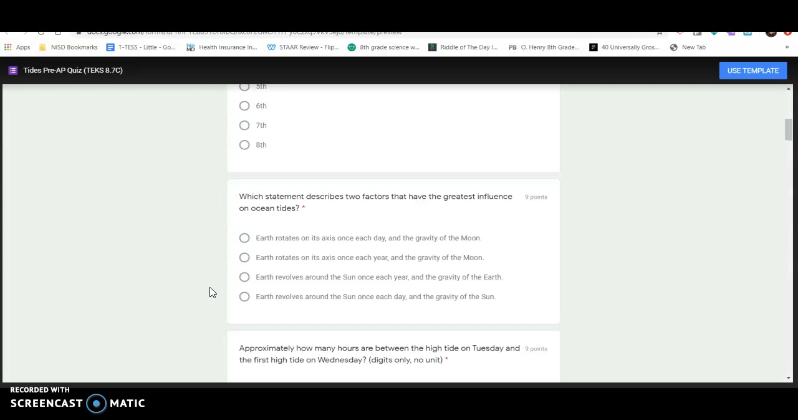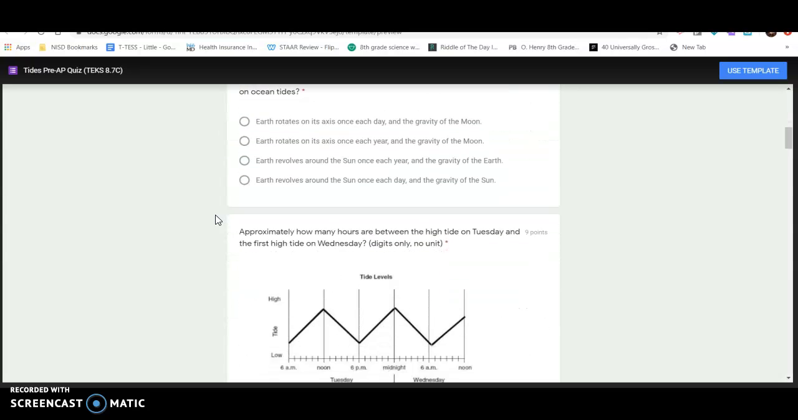Okay, 12 questions. Number 1. Which statement best describes two factors that have the greatest influence on ocean tides? Earth rotates on its axis once each day, and the gravity of the moon. Earth rotates on its axis once each year, and the gravity of the moon. Earth revolves around the sun once each year, and the gravity of the earth. And Earth revolves around the sun once each day, and the gravity of the sun. Next question.